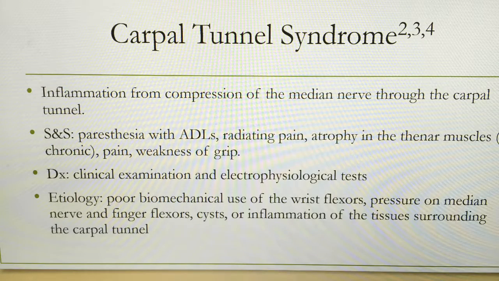Just a brief review on what carpal tunnel syndrome is. It is inflammation from compression of the median nerve through the carpal tunnel. Common signs and symptoms are often radiating pain up the arm or to the first 3 digits. It's more common in middle-aged women, with a prevalence of 2.7% in the United States overall. Common symptoms include pain, weakness of grip, and atrophy of the thenar muscles if it is chronic. And currently there's no gold standard for this test upon orthopedic evaluation.